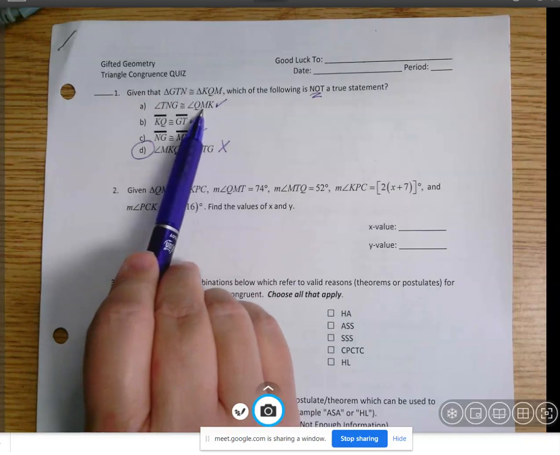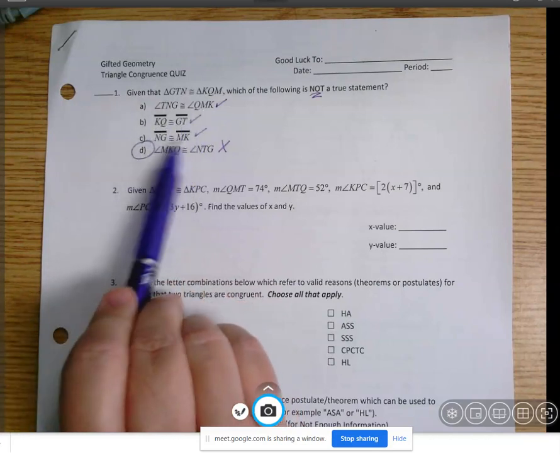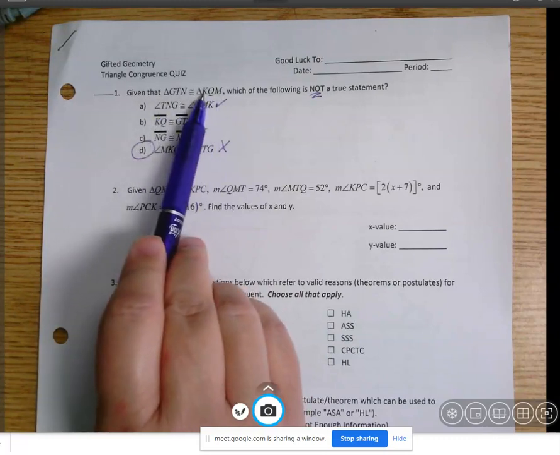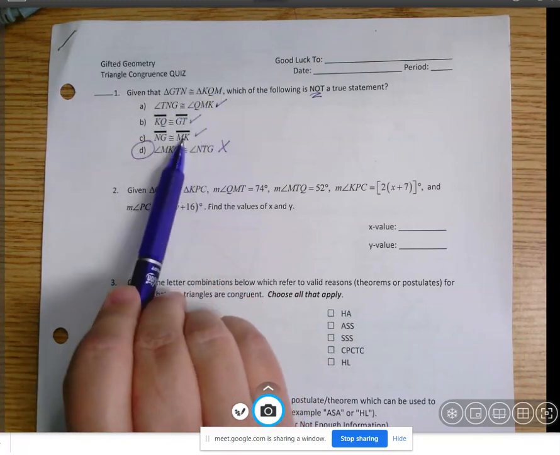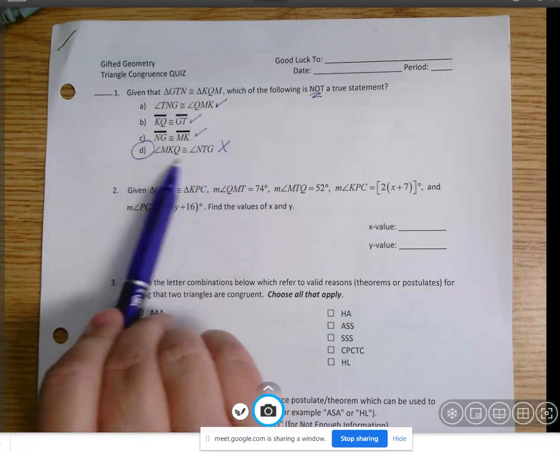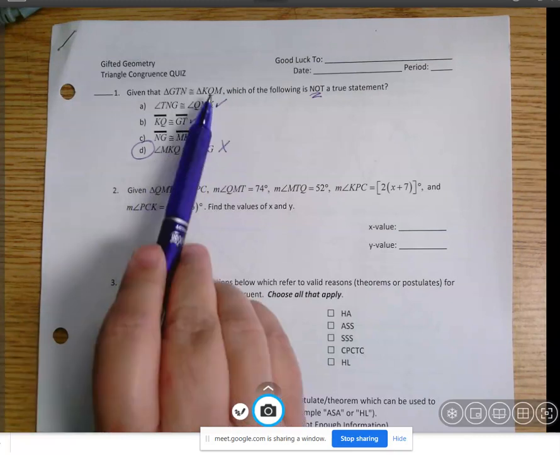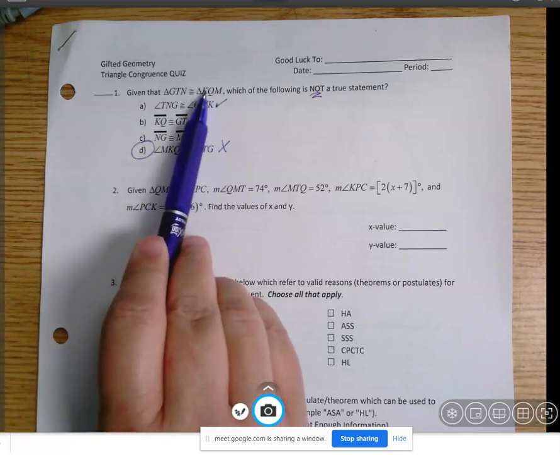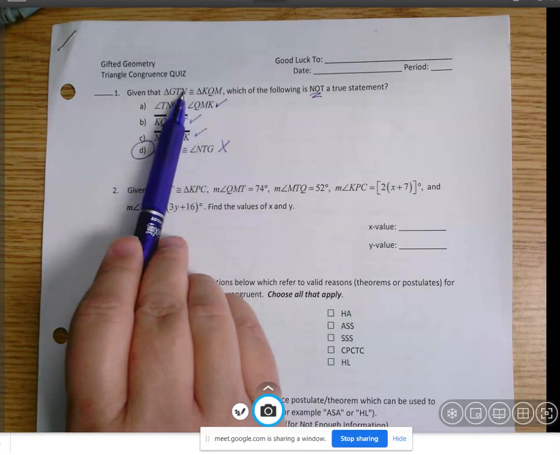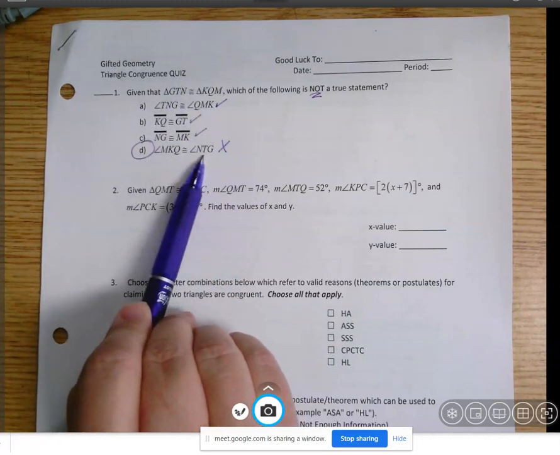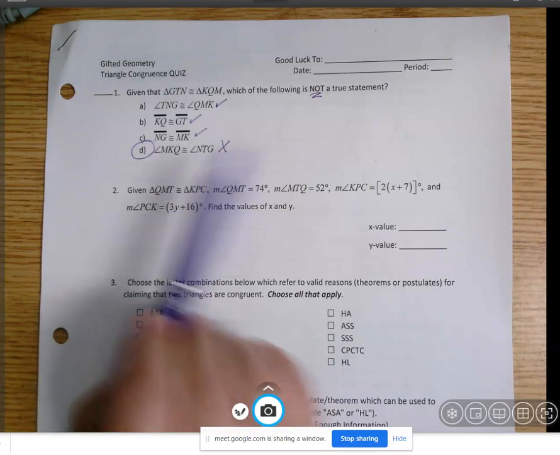And so that works. And so you just go through like that, like NG, that's last letter, first letter. So that goes with MK, last letter, first letter. So that works. This is the first one where the order's not right. So MKQ, that would be last letter, first, second. So that would be NGT, and that's not what this says. So that's why number 1 was D, because that's the only one that's not in the right order.